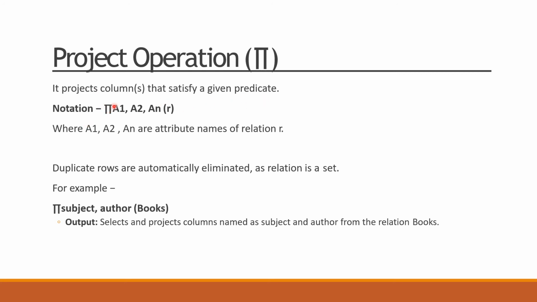This is the sign of project. A1, A2, AN can be the attribute names of the R relation. A1, A2 are attribute names of the relation R. Duplicate rows are automatically eliminated as the relation is a set.